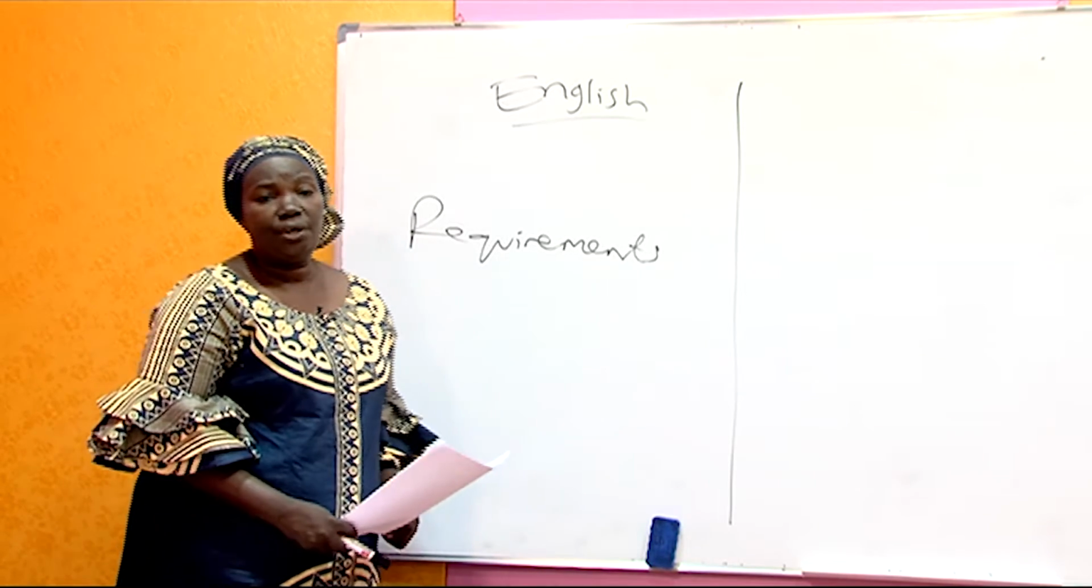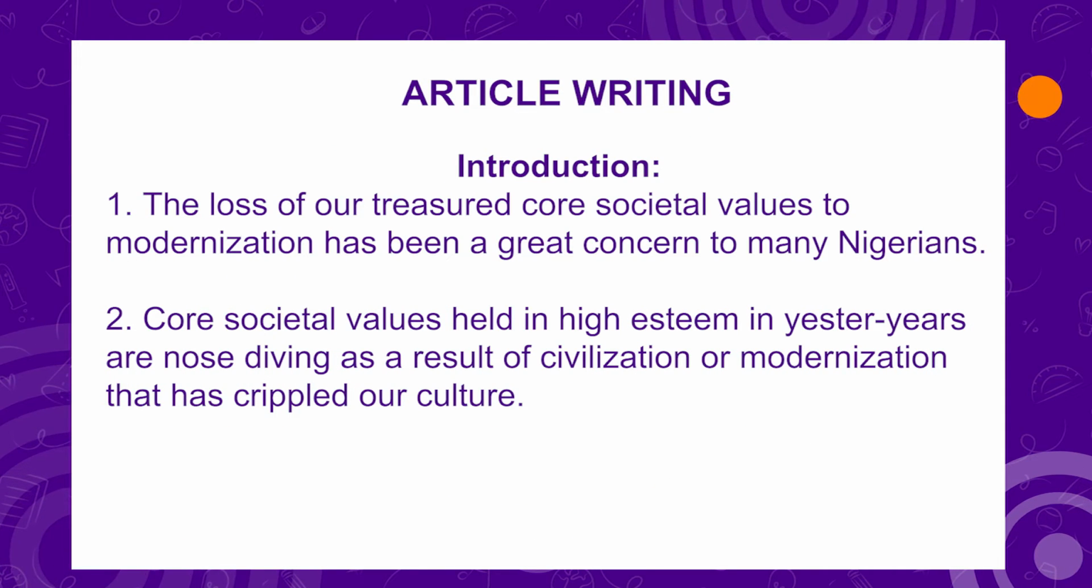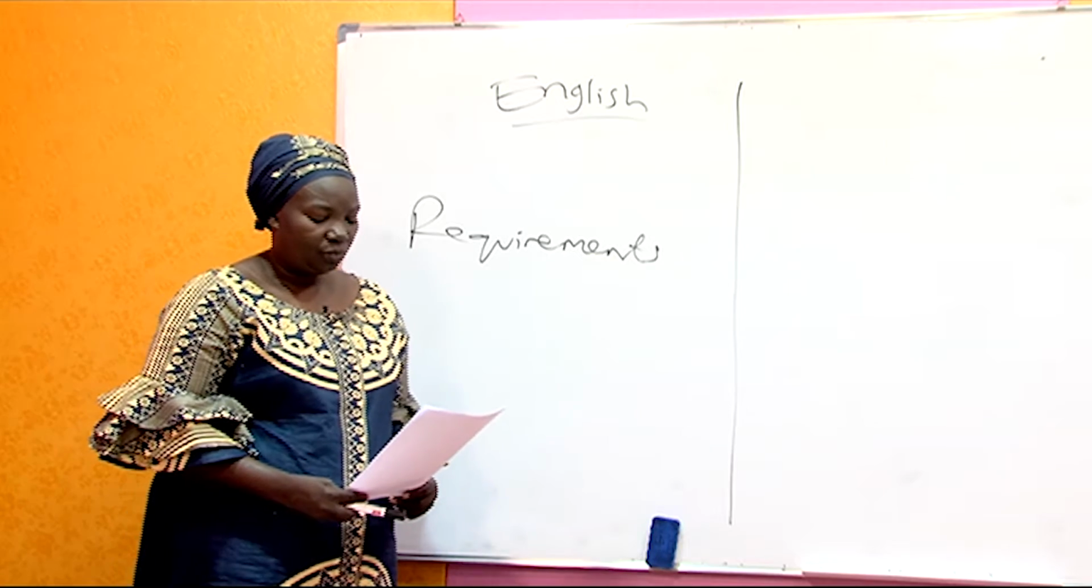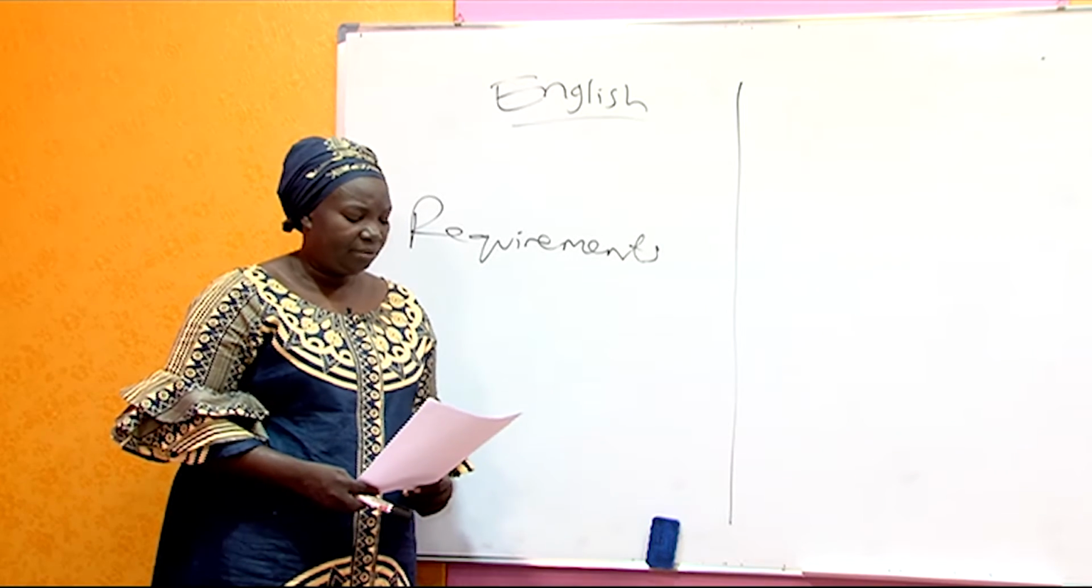Now, your introduction. You can begin your introduction this way. The loss of our treasured core societal values to modernization has been a great concern to many Nigerians. That can form one introduction. Another suggested introduction can be: core societal values held in high esteem in yesteryears are nosediving as a result of civilization or modernization that has crippled our culture. You can continue using any of these reasons that have been given.